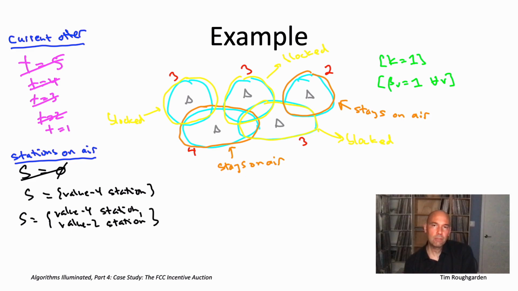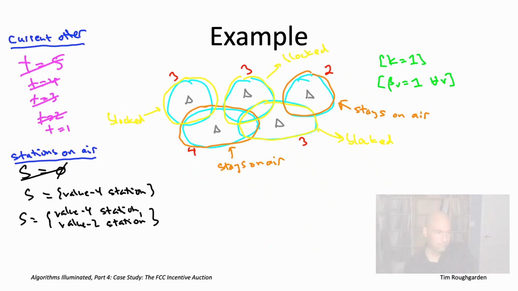At this point, the algorithm halts now that all of the stations' fates have been decided. So the 2 orange stations are going to stay on the air while the 3 yellow stations have been blocked, and they will stay off the air. And as we'll see later, they will be compensated appropriately for relinquishing their licenses. So both in this example and in general, this iterative process recreates the trajectory of that basic greedy algorithm on the corresponding weighted independent set instance.